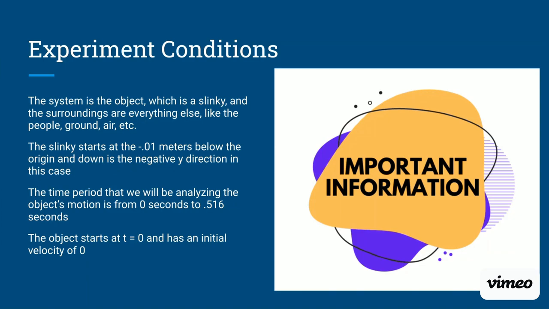We will analyze the slinky from t equals 0 seconds to t equals 0.516 seconds total, with the experiment starting at t equals 0 seconds, where the object has an initial velocity of 0 meters per second because it starts at rest.